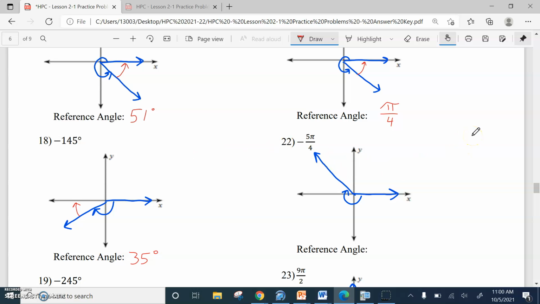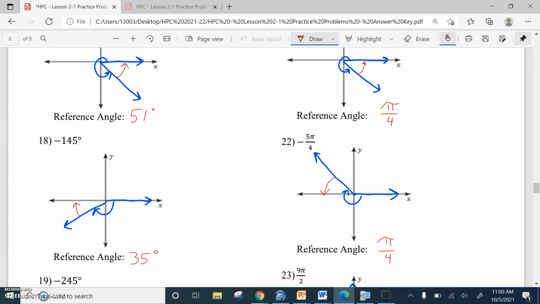22, same thing, we're going negative. So negative 4 pi over 4 gets us to horizontal. One more additional pi over 4 gets us to negative 5 pi over 4. And again, that shortest distance was pi over 4.